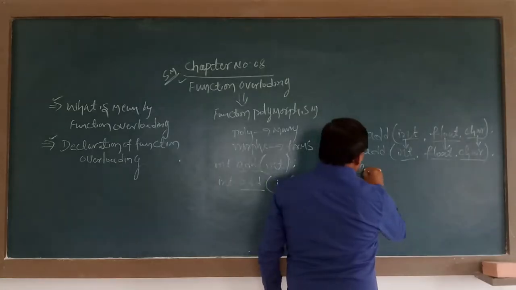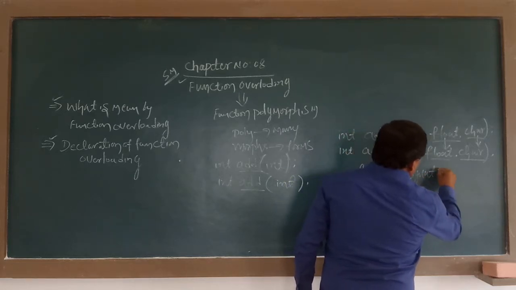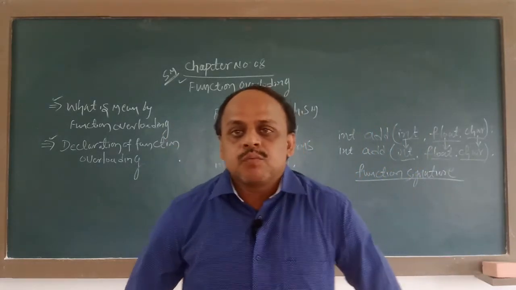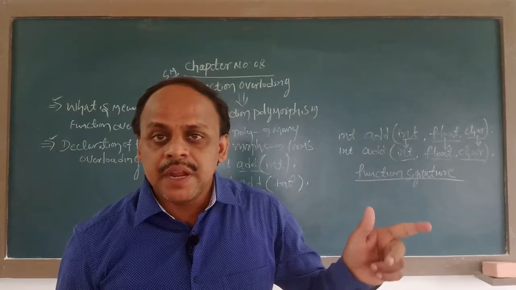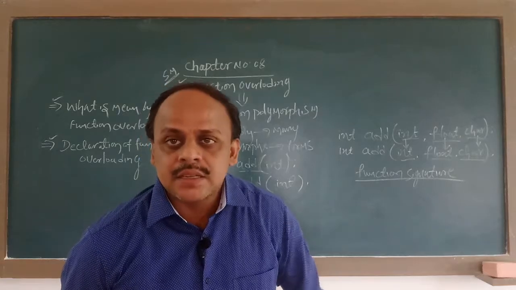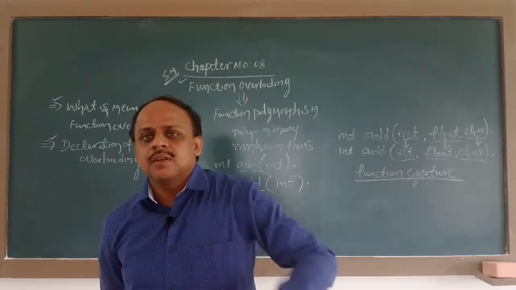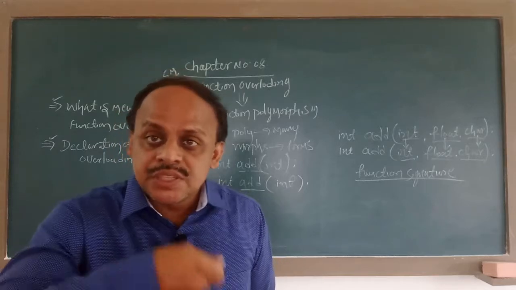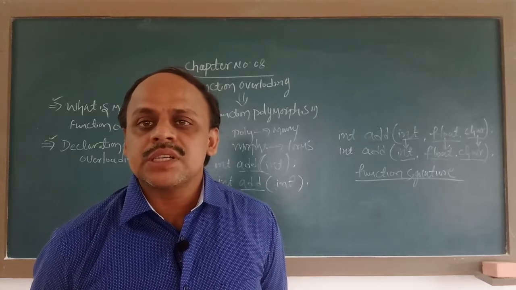This is called function signature. What is meant by function signature? A number of functions with the same name and the same ordered argument list is called function signature, right? Simple thing. What is meant by function signature? A number of functions with the same name, with the same ordered argument list, is called function signature.